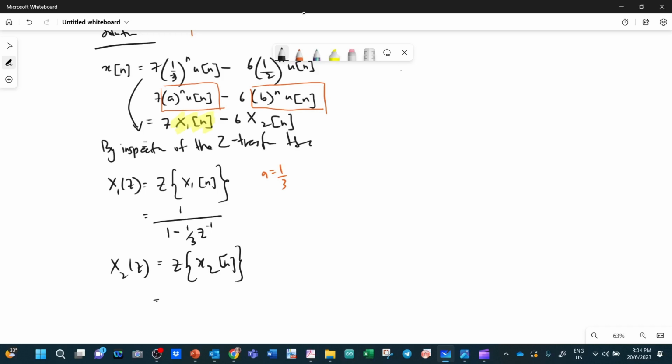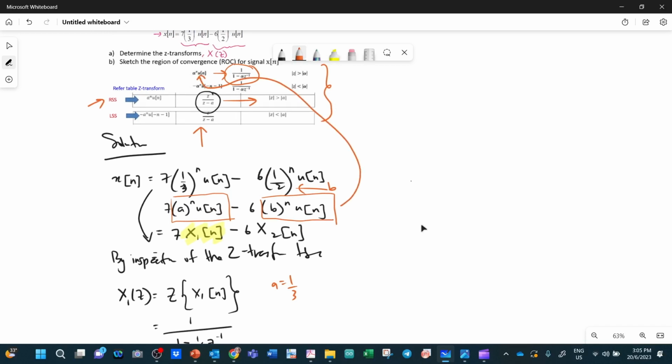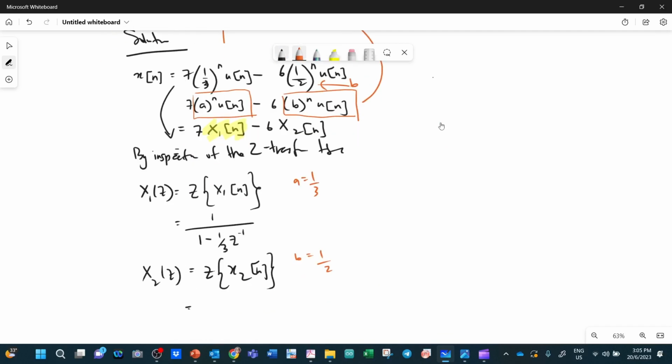Whereby for x2, what is b? b is 1 over 2. So b is 1/2, and by inspection this equation is the same as this one, right? So we are going to use the same Z transform equation. You will write it out as 1 over 1 minus (1/2) z inverse.